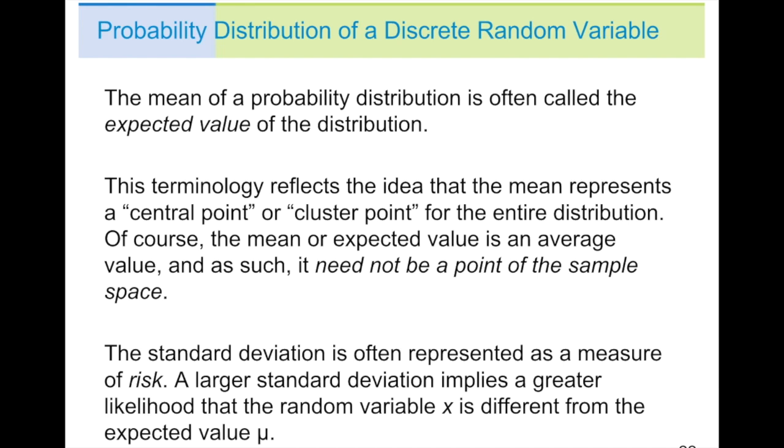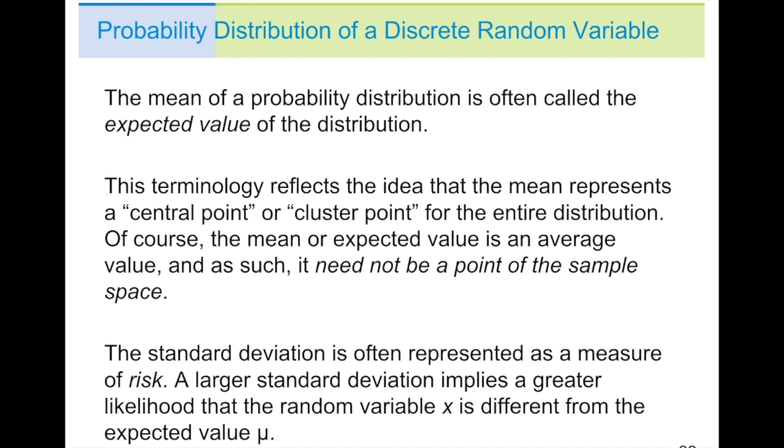The mean of a probability distribution is often called the expected value of the distribution. The terminology reflects the idea that the mean represents a central point or cluster point for the entire distribution. Of course, the mean or expected value is an average value, and as such, it need not be a point of the sample space.